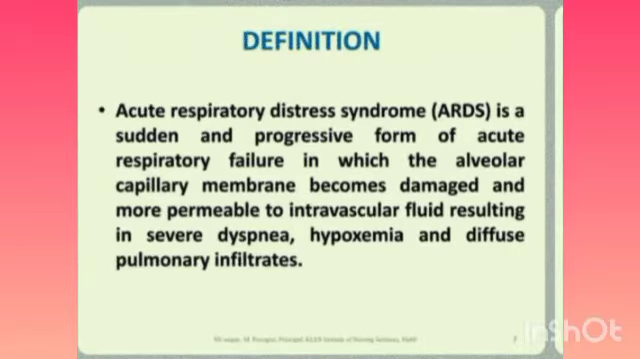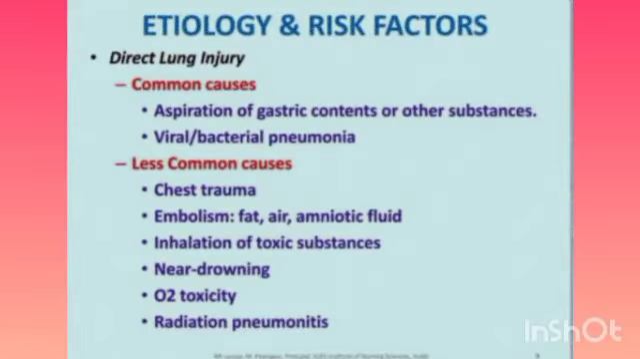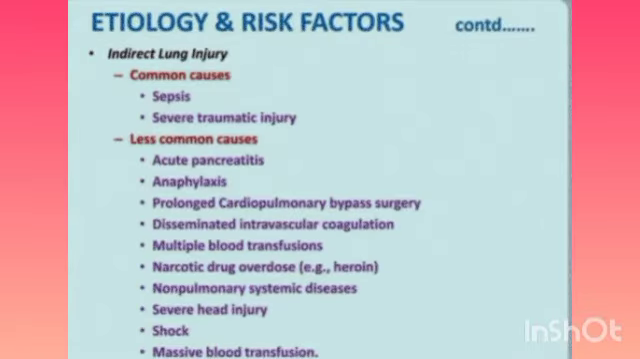So we will move to the next topic, etiology and risk factors. The common causes of direct lung injury are aspiration of gastric content and other substances, viral and bacterial pneumonia, chest trauma, embolisms like fat, air, and amniotic fluid, inhalation of toxic substances, near drowning, oxygen toxicity, and radiation pneumonitis, and all of these cause lung injury.